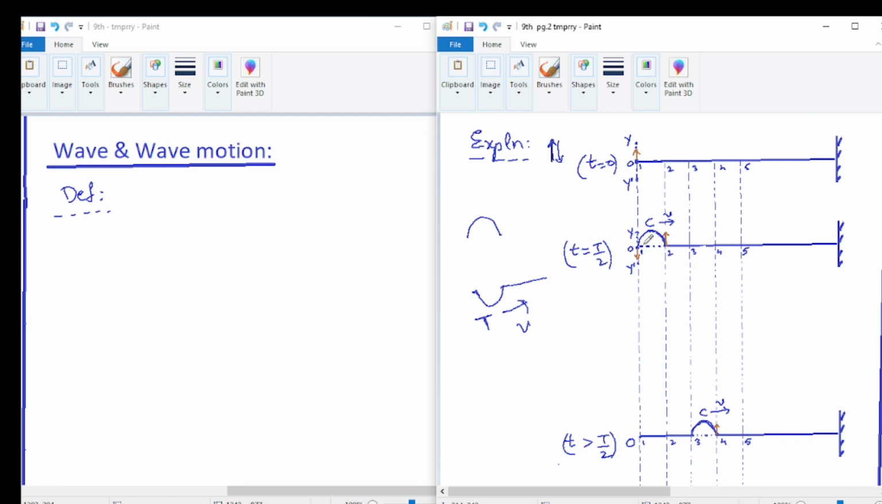Now, this kind of special motion of the disturbance itself is called wave motion. So that's the exact definition of wave motion. Very, very simple definition of wave motion.